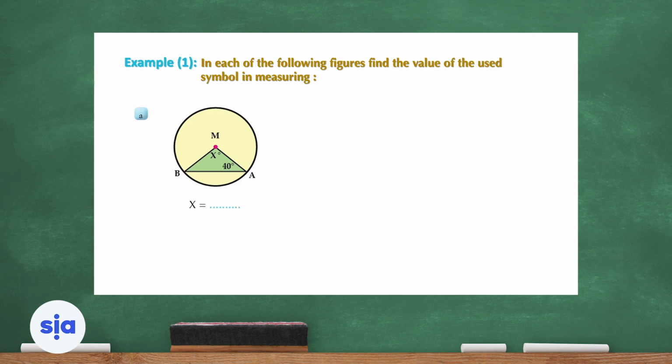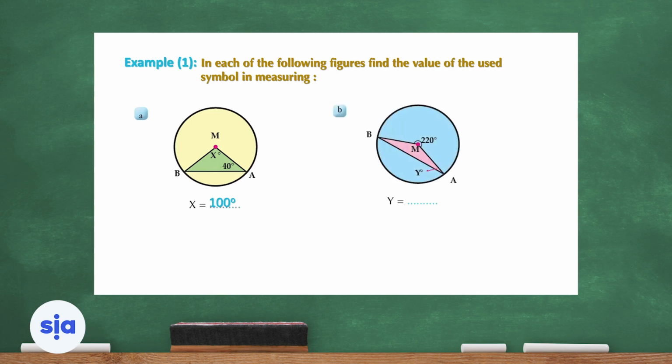So the measure of angle A is 40 degrees, and the measure of angle B is also 40 degrees, because we know that if two sides in a triangle are equal in length, then their opposite angles are also equal in measure. The sum of the measures of the angles in a triangle is 180 degrees. Angle A is 40, angle B is 40. So 180 minus the sum of 40 and 40, which is 180 minus 80, equals 100 degrees. So X equals 100.